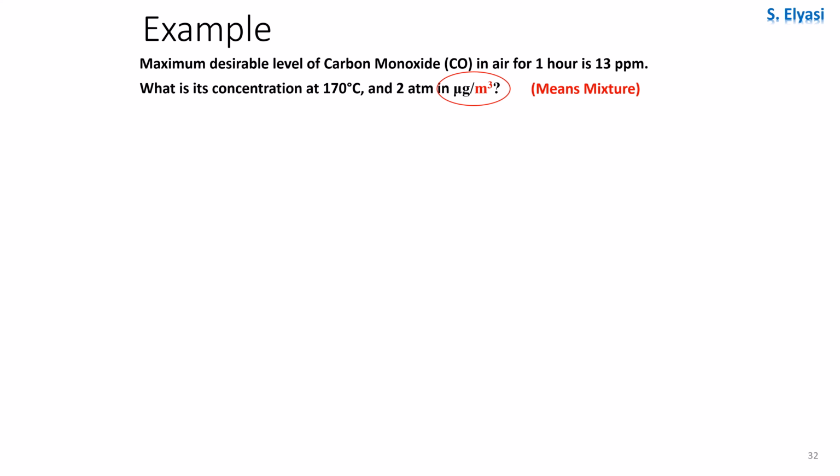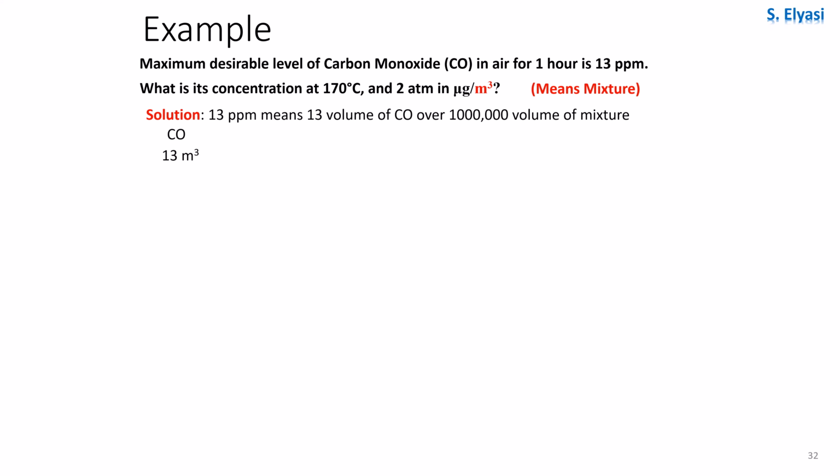Firstly, it's important to understand that ppm, or parts per million, is a unit of concentration used in gas phases, referring to parts of a species per million parts of gas. This can be in terms of volume or moles. Therefore, 13 ppm indicates there are 13 moles or volumes of carbon monoxide per million moles or volumes of the gas mixture.